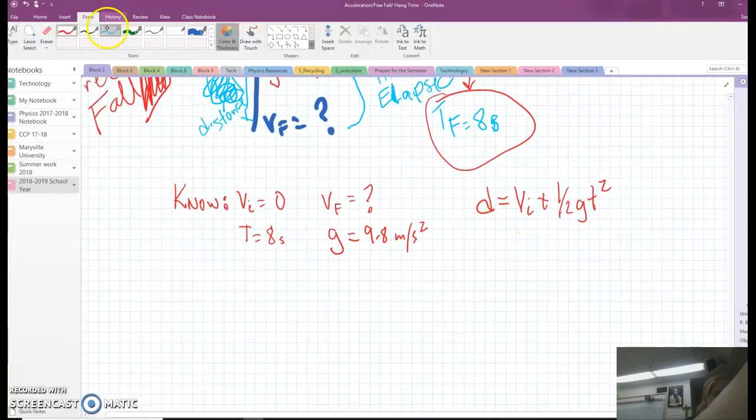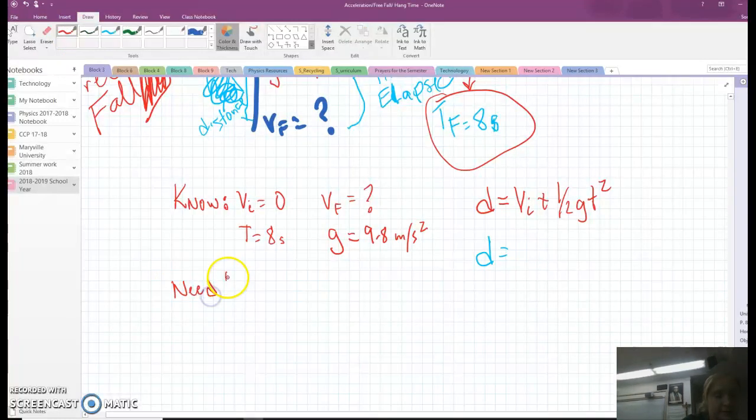Now if I plug in the numbers, I have D, which I don't know. Okay, so that's the next thing. What do I need to know? I need to know the letter D. What is my equation?